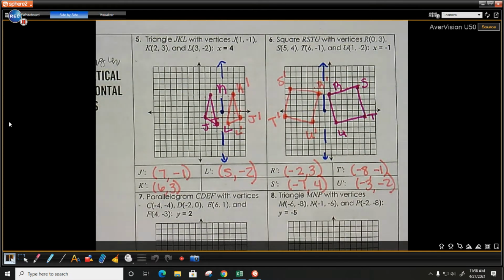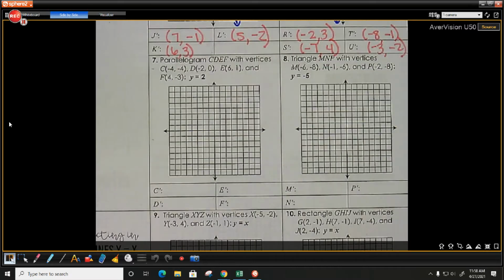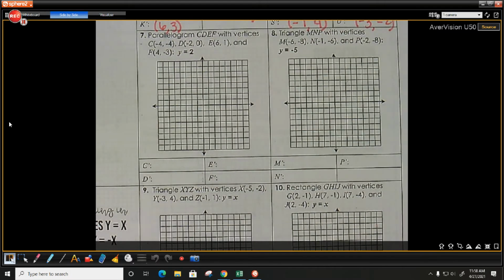So again, on your test, I would strongly encourage using the graph for these. Okay? The other ones, it's easy just to use a rule. There's not really a rule for this. Okay? It's much easier to visualize. Now let's do our y equals lines. Okay? Again, plot your original points.